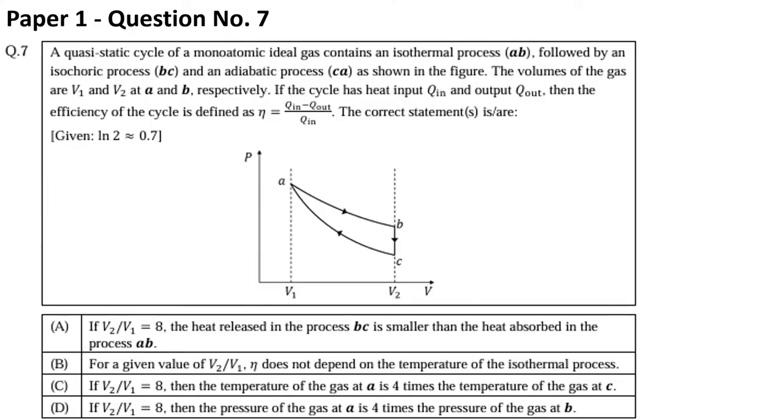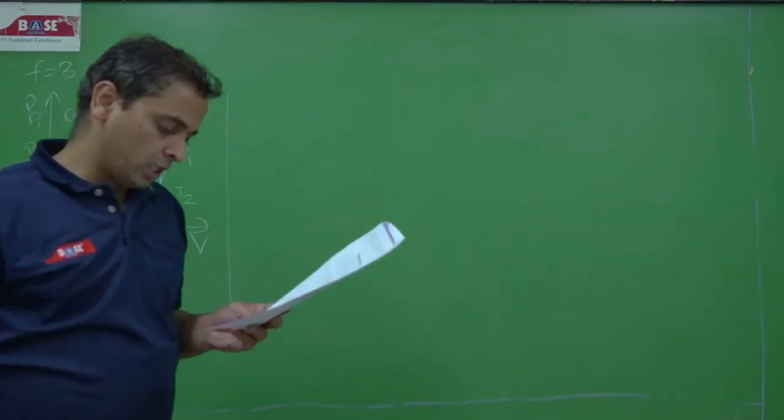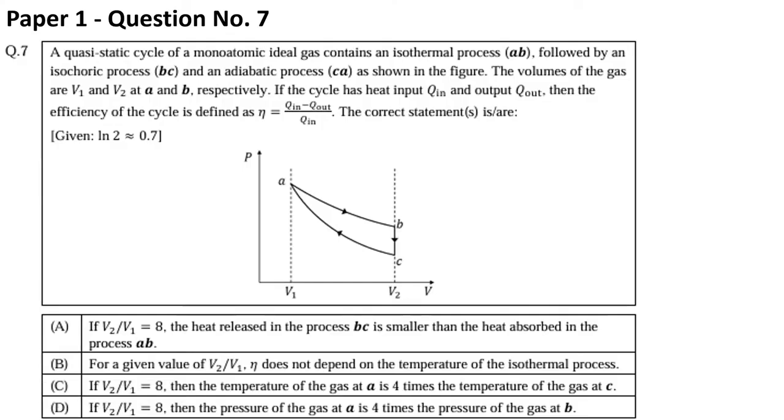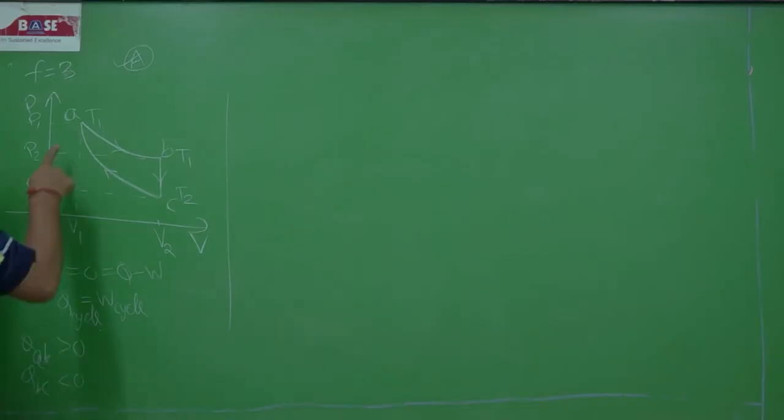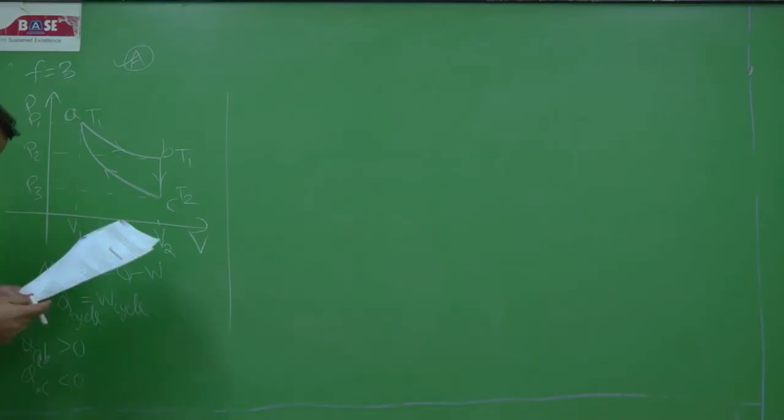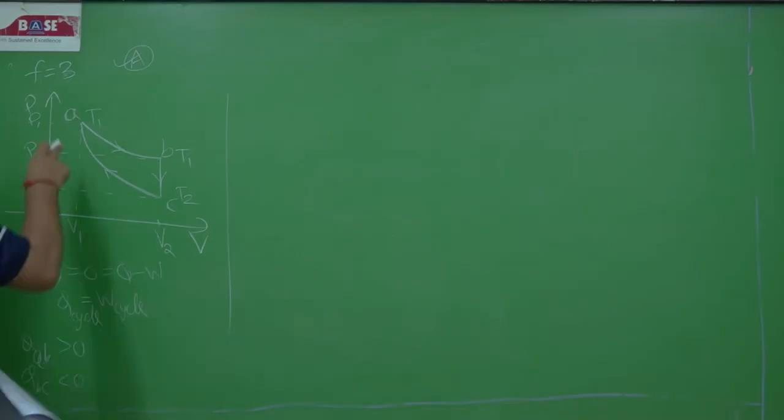Then, for a given value of V2 by V1, eta does not depend on the temperature of the isothermal process. We have to get the eta expression, and then we have to compare pressures and temperature. I think going with comparison of pressure and temperature could be easy. First things first, right? Easy things first. Let's go with pressure, temperature, volume comparisons. So let's check pressures. What will be the relations? They are asking us to compare the pressures between A and B.